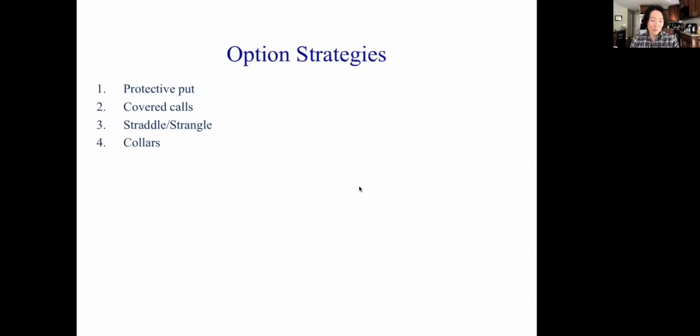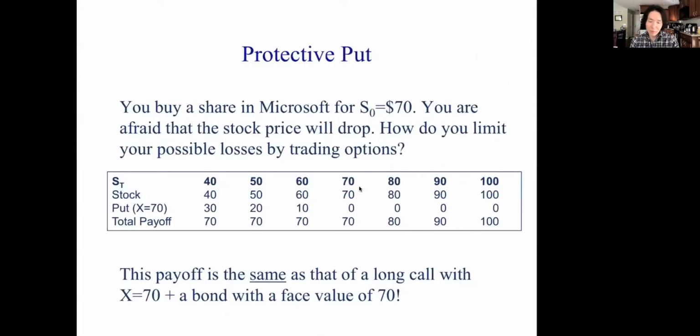Now, let's take a look at a few option strategies. Options are useful for both speculation and hedging. Protective put is where you're using put options to protect your position. So this is like the insurance or hedging position. In other words, suppose the current stock price is 70. You're afraid that the stock price will drop. How do you limit your possible losses by trading options? You purchase a put option. In this case, you purchase an option with the strike price of 70.